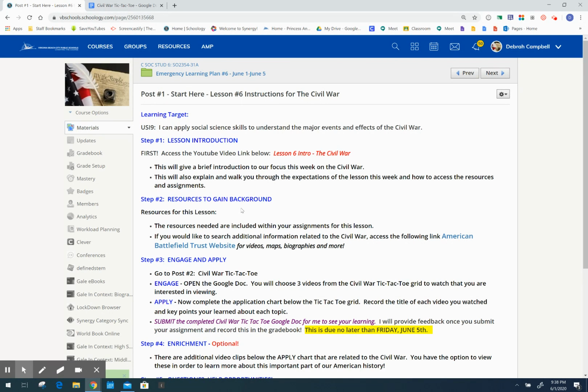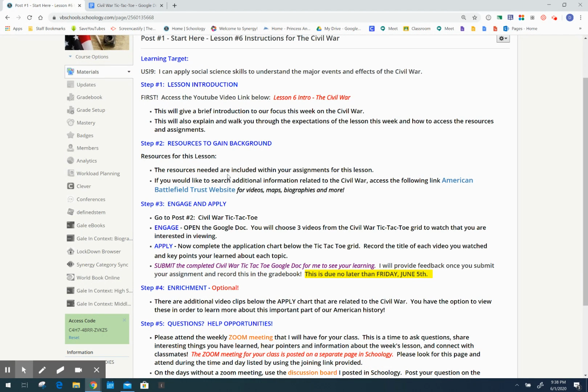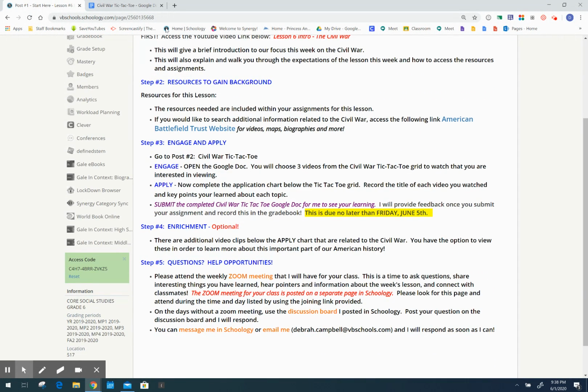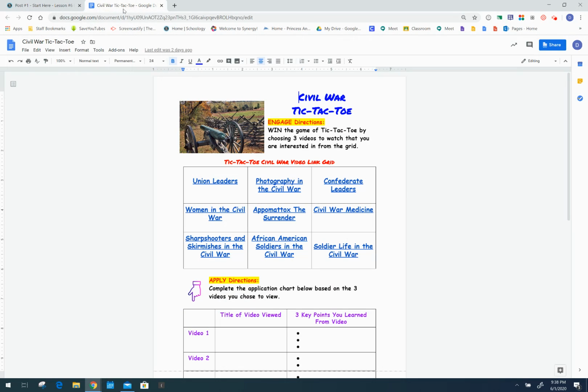We are still focused on the major events and effects of the Civil War for this lesson. The resources are all embedded in the lesson itself. So let's go ahead and look at what you have in store this week.